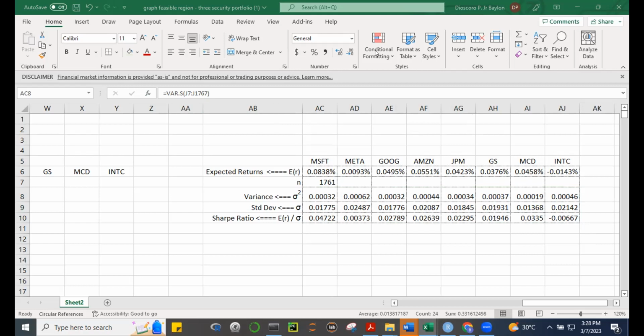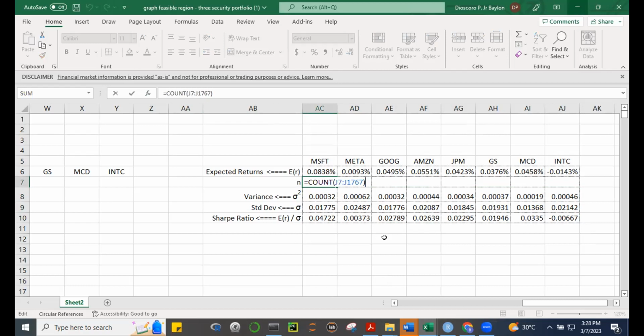Sir, can I see the formula for the N? N is just the count in the variance. We just counted. And then for the variance, it's VAR.S. Thank you, sir. Okay. Any other questions, class?